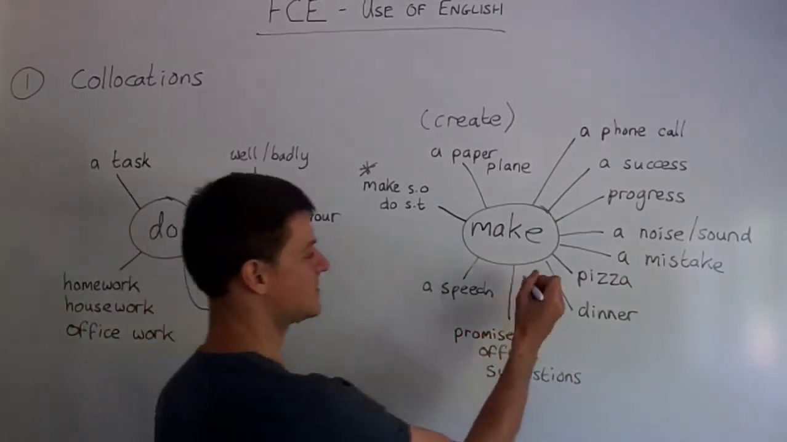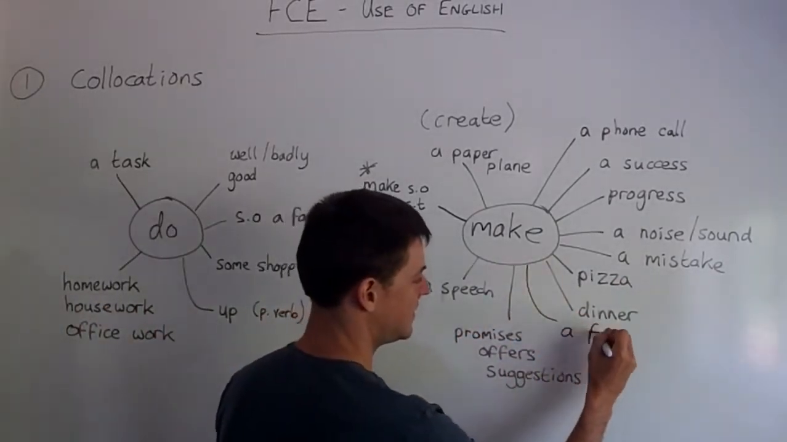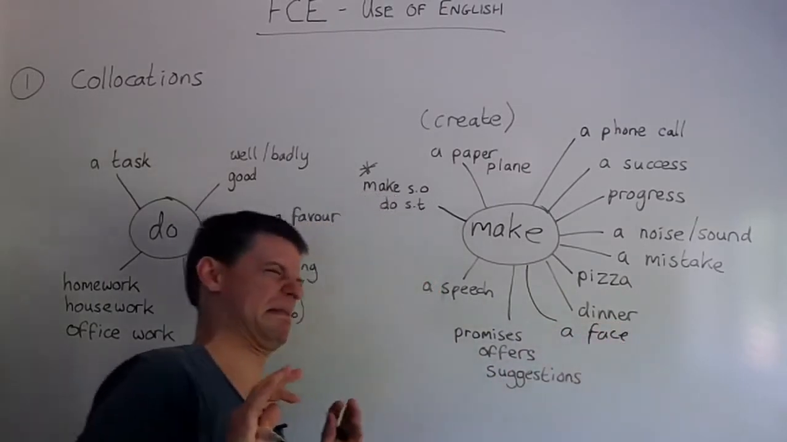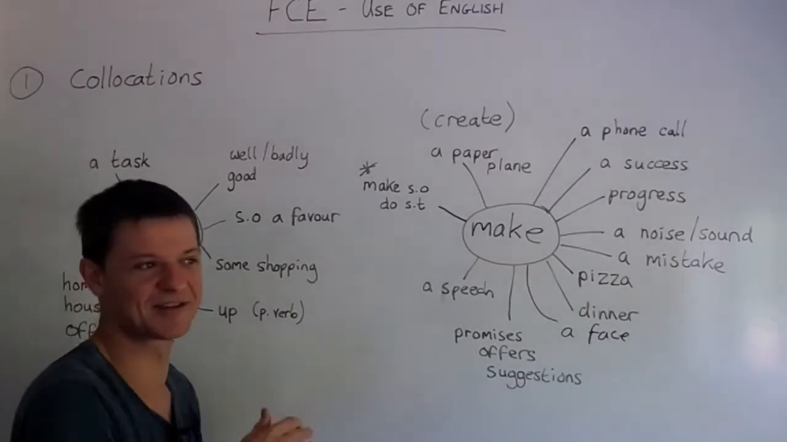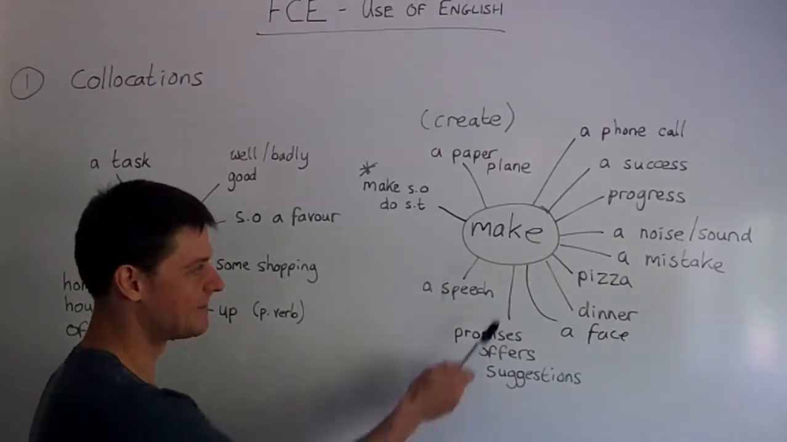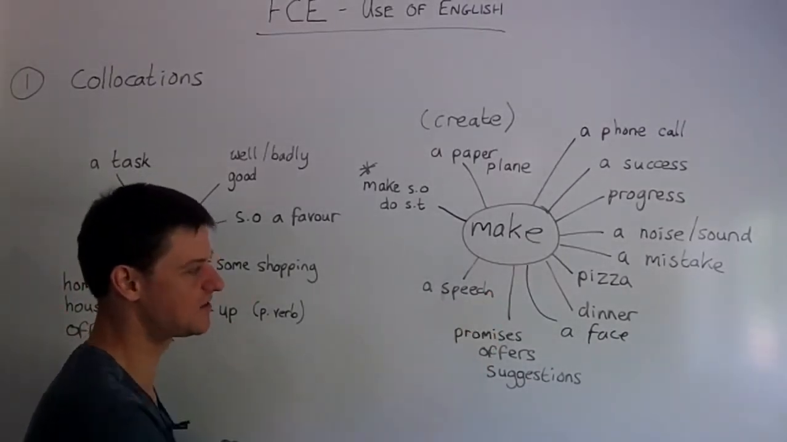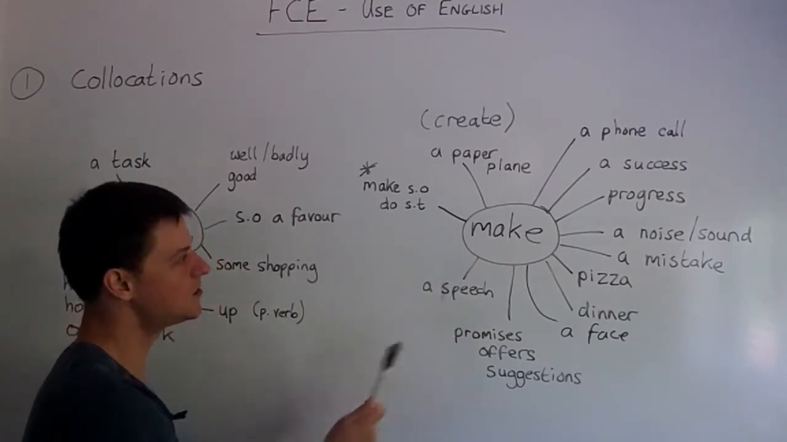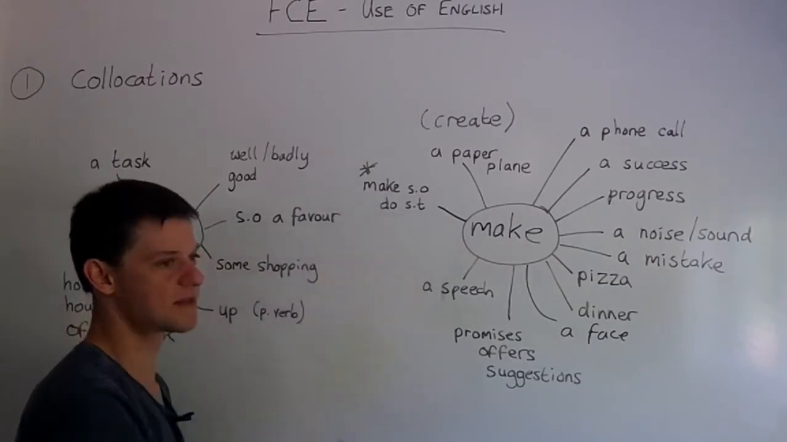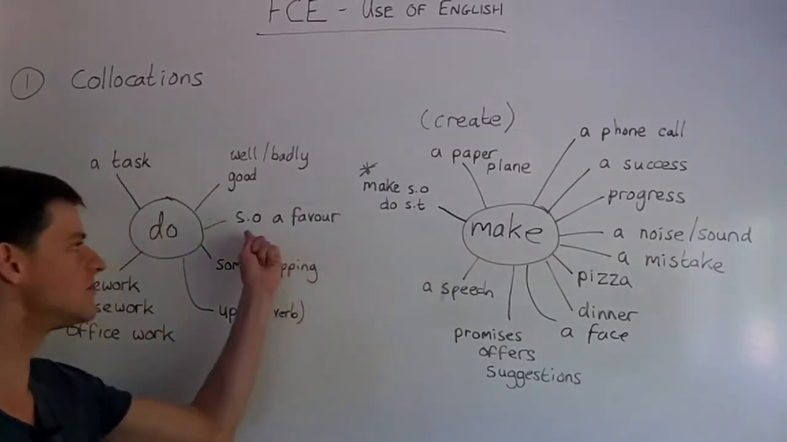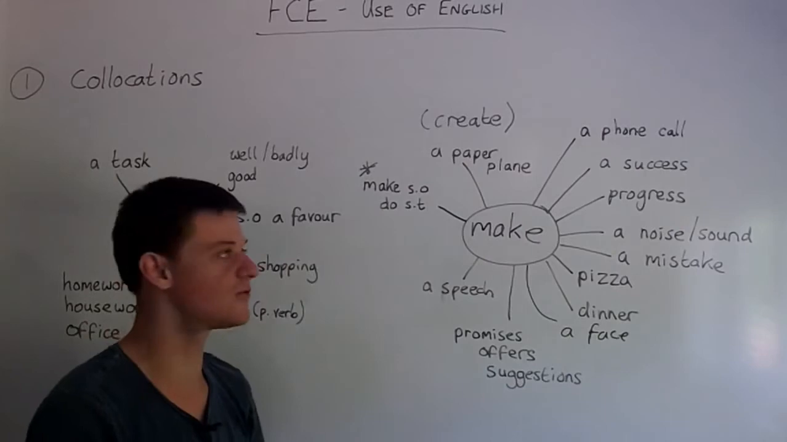I've just thought of another one actually. Make a face. Yeah, very often if you do something like that, or maybe if you're a little child and you do something like that, you could say he made a face. Make promises, offers, suggestions. Make a speech. And also make somebody do something. These constructions, like do someone a favour, they're worth remembering.